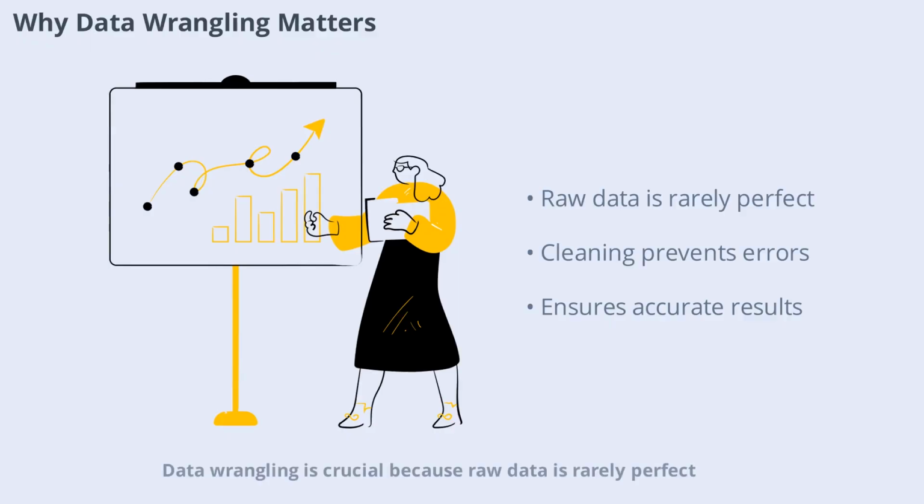Data wrangling is crucial because raw data is rarely perfect. It often contains errors, inconsistencies, and missing information that can lead to inaccurate results if not addressed. By carefully cleaning and organizing data, we ensure that our analyses and models are built on a solid foundation. This process not only improves the quality of insights but also saves time and resources in the long run. Understanding the importance of data wrangling sets the stage for all the steps that follow in the data science workflow.